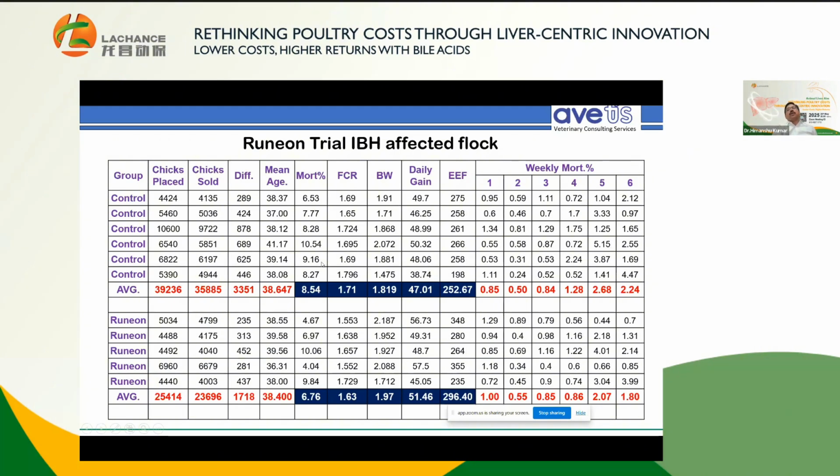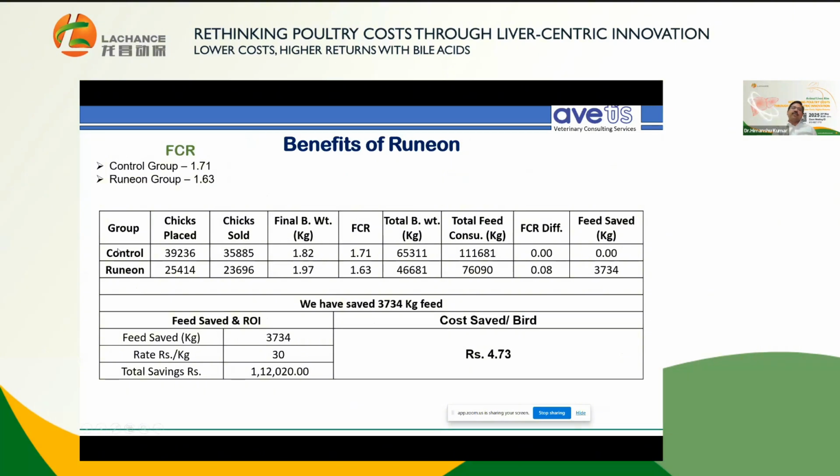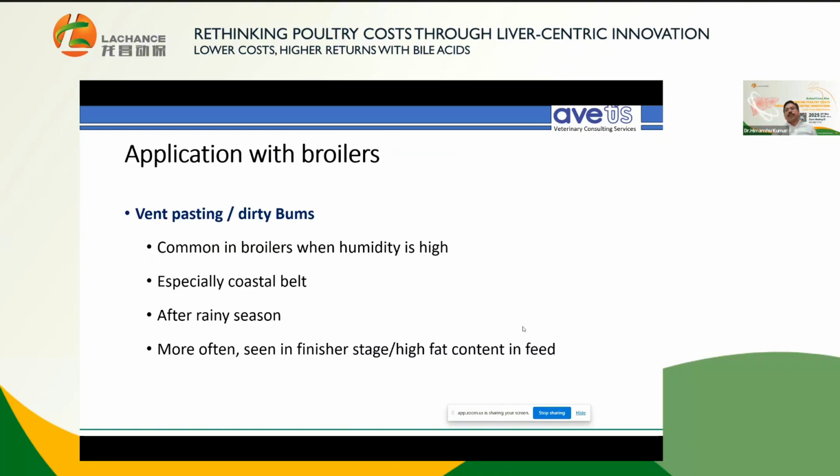This is the observation that we could document, but there are n number of places where the product is being used in cases of IBH. In this case, considering the better FCR of 0.08, the feed saved for those birds is almost 3,734 kg. That corresponds to almost 4.3 rupees per bird. And the cost of the Runion is going to be close to 0.24%. If you correspond this into the investment, just in terms of performance, it is close to 23 times. So obviously the money is worth spending in these cases as well.